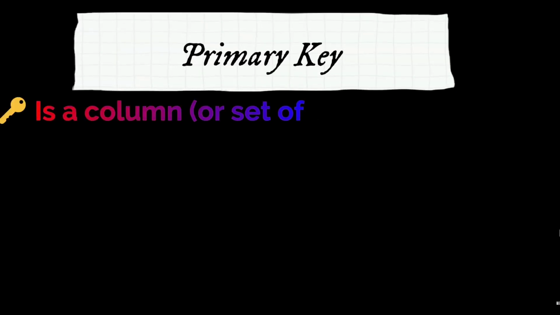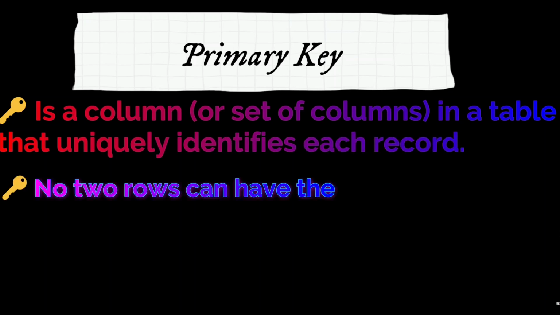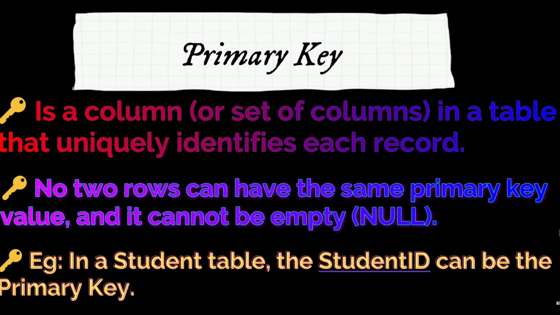So friends, let's define the primary key and the foreign key, where they are used in a database and how we can use them. A primary key is a column or set of columns in a table that uniquely identifies each record. No two rows can have the same primary key value, and it cannot be empty. So it is a column, or a set of columns in a table, that uniquely identifies each record. For example, in our class, a roll number, or what you call an ID number, is a primary key.